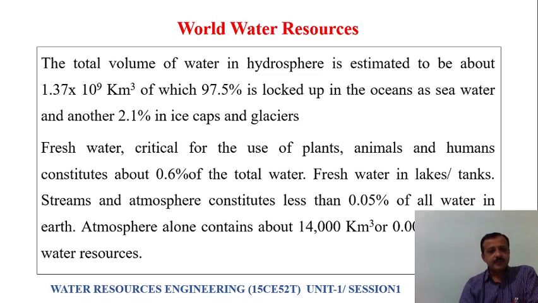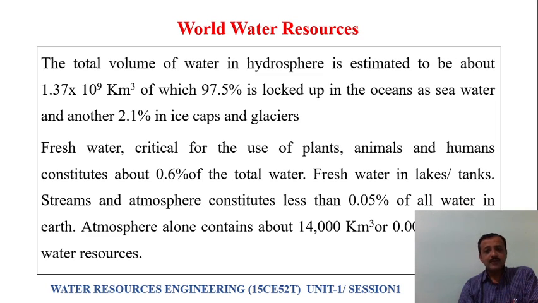Now, world water resources. The total volume of water in the hydrosphere is estimated to be about 1.37 into 10 to the power of 9 kilometer cube, of which 97.5% is locked up in oceans as seawater, and another 2.1% in ice caps and glaciers. You can see here, 97.5% is present in oceans, and 2.1% we find in ice caps and glaciers. Fresh water availability is only 0.6% of the total water resources of the world, and fresh water in lakes, tanks, streams constitutes about 0.05% of all the water on the earth.